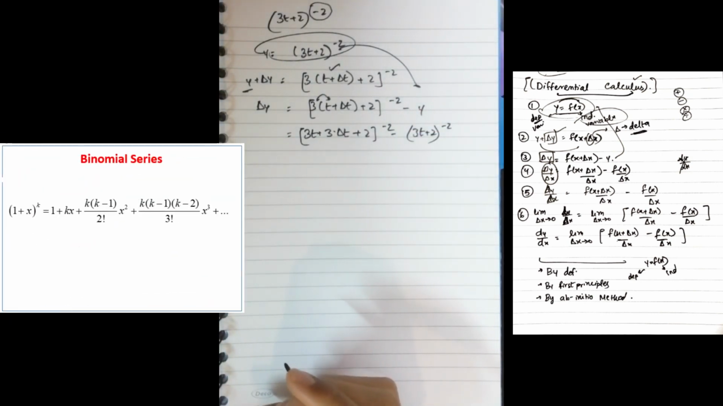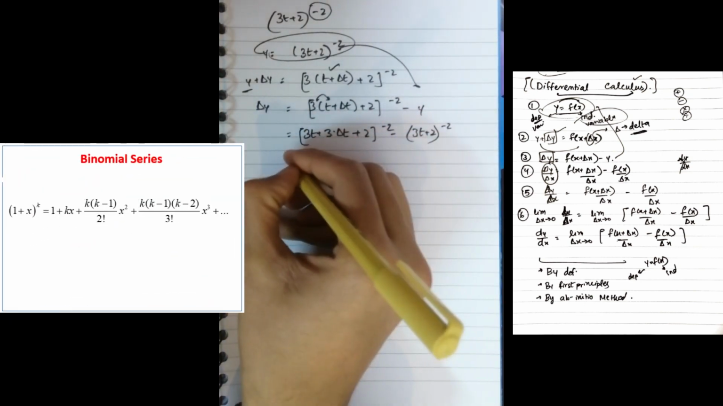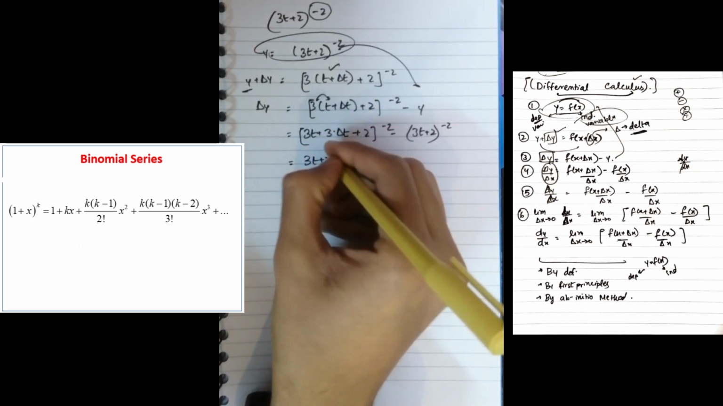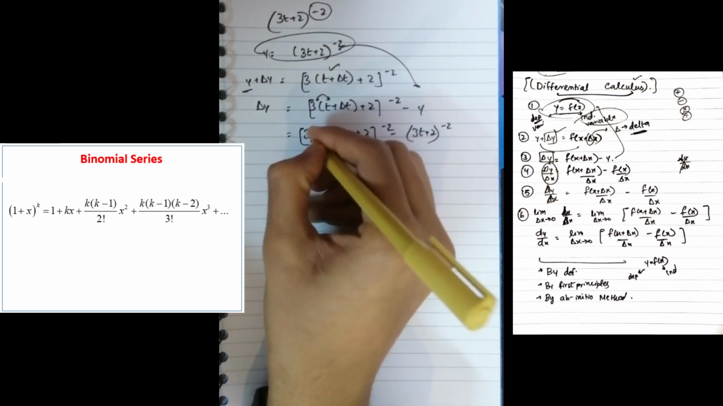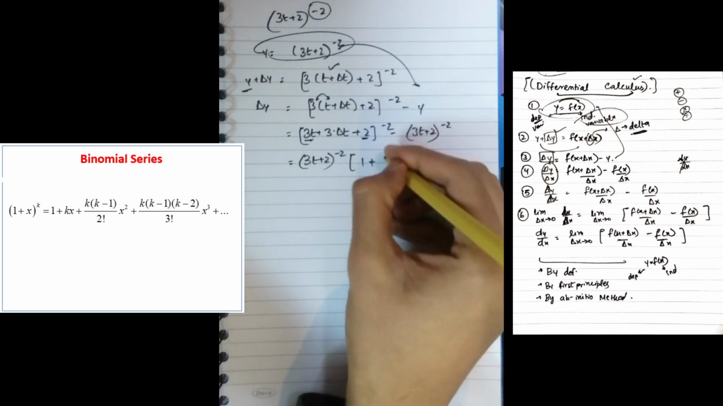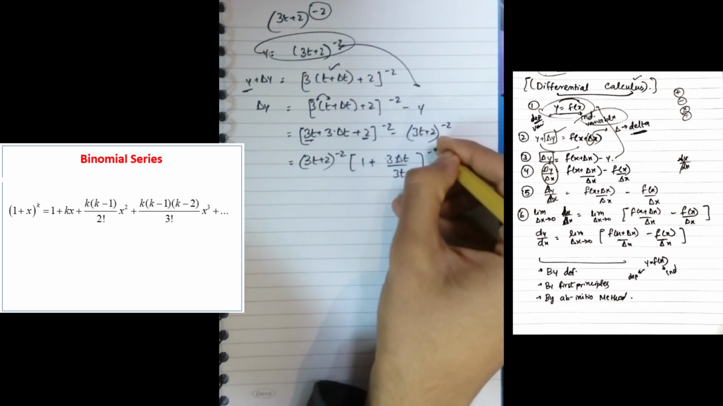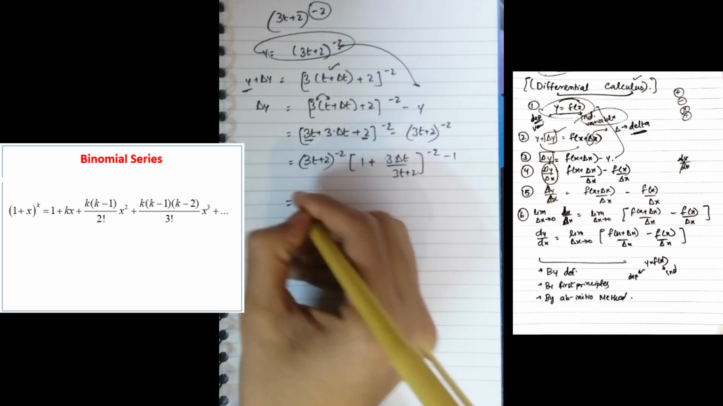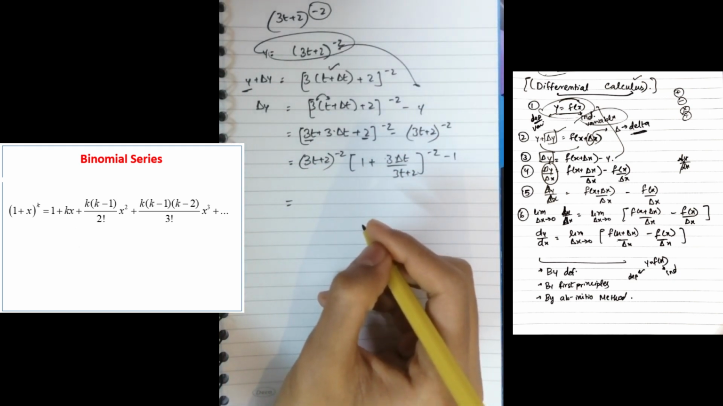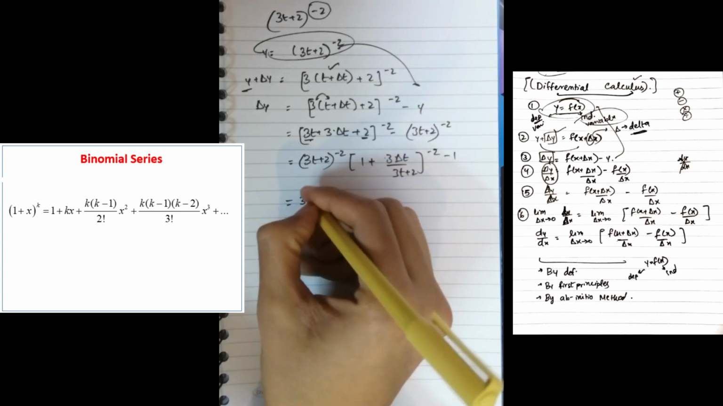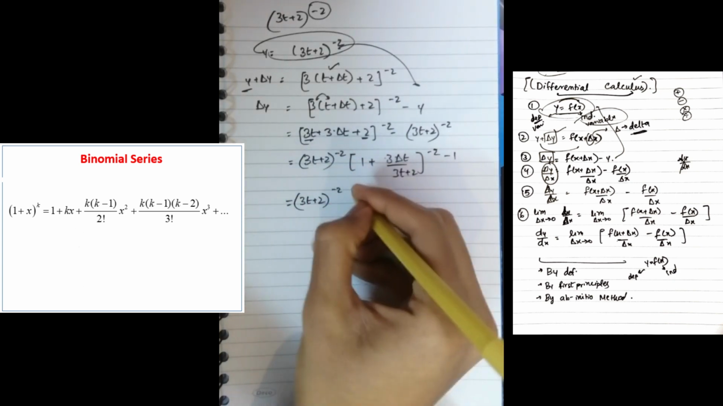Now you can use the binomial series method. We can just take out (3t + 2) to the power minus 2 common. Inside we have 1, then 3 dot delta t divided by (3t + 2), all to the power minus 2 minus 1. Okay.